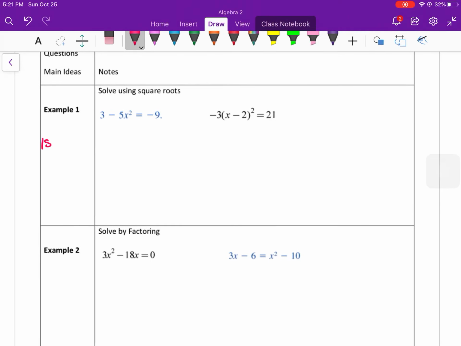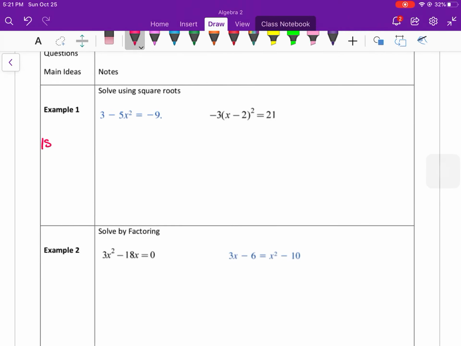Now I'm left with a single x, so you can't go any further. So then set each factor equal to 0. So 3x either equals 0 or x minus 6 equals 0, and then solve. So this one, divide both sides by 3, x equals 0. This one, add 6, x equals 6. So those are your 2 answers for that one.